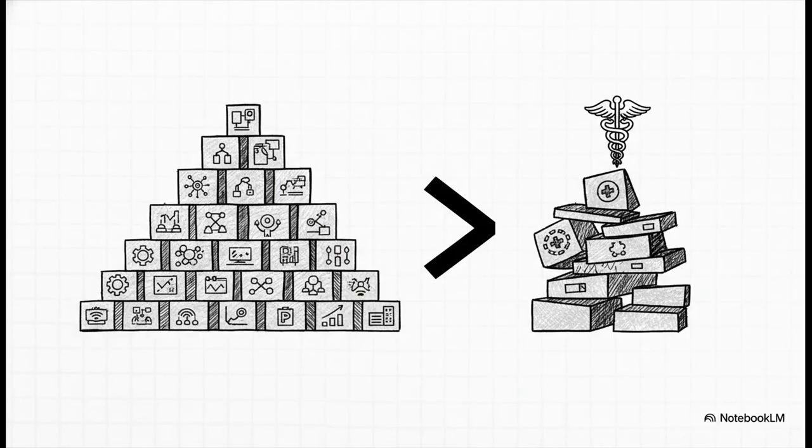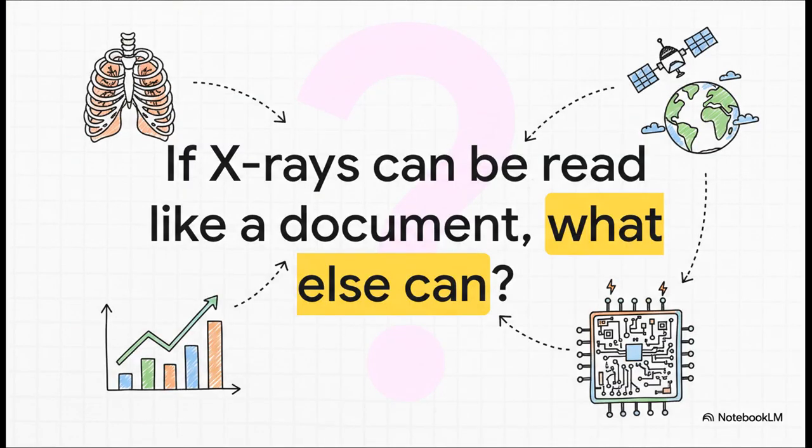And this really gets to the core lesson here. DeepSeek didn't win because it knew a thing about medicine. It won because its fundamental architecture for understanding structured, visual information was just better. It tells us that sometimes the foundation of an AI is way more important than the specialized data you feed it. And that, of course, leads to a really fascinating question. If a chest X-ray can be read like a document, what else can be? Financial charts? Satellite images? Engineering schematics? The possibilities for this kind of thinking are just huge.